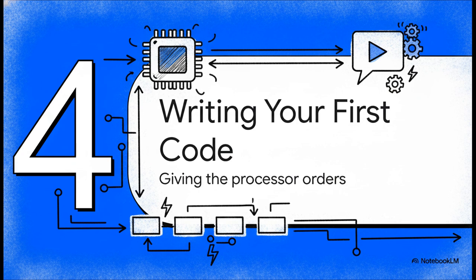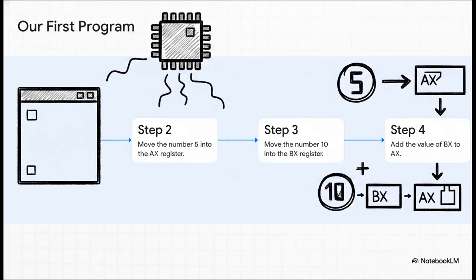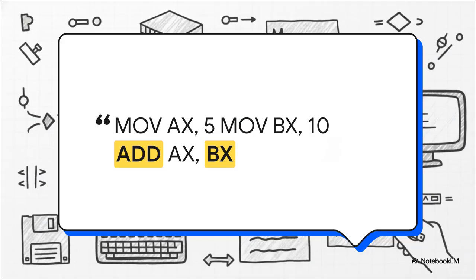All right, now for the really exciting part. We know about registers, we know about instructions, so let's put them together and build our very first program. It is time to give the processor its orders. So our goal here is incredibly simple, just a little bit of basic math. Here's the plan. We're going to tell the CPU to move the number 5 into the AX register, then move the number 10 into the BX register, and for the finale, add the value from BX to whatever is in AX.